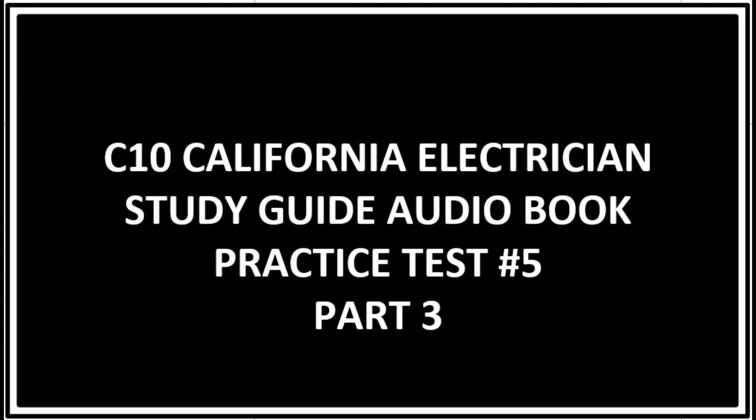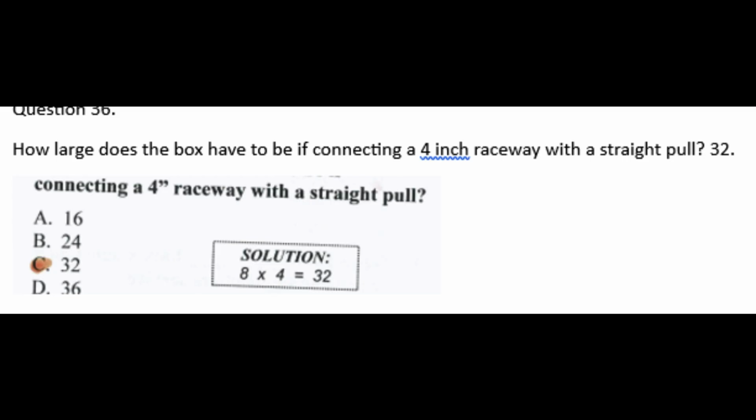Question 35. What are the demand factors for a 35 slip marina? 31. 40 at 60%. Demand factors for 35 slip marina. 35 slip marina demand factors. 31. 40 at 60%.